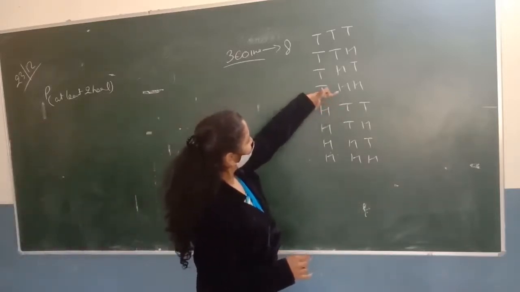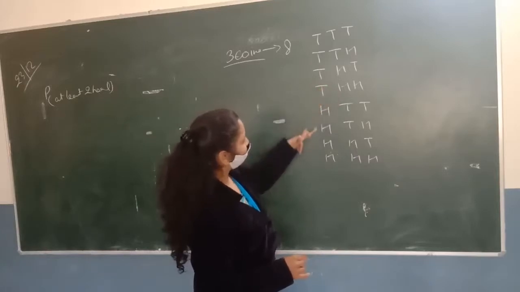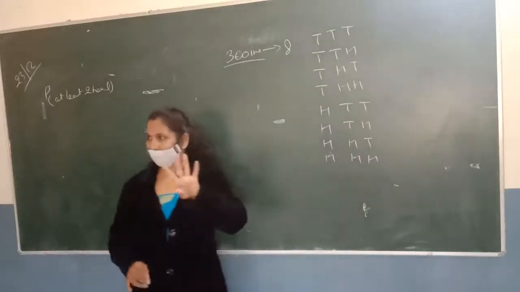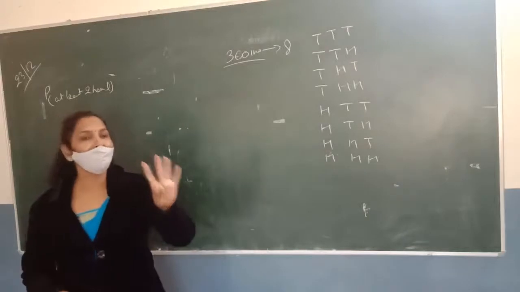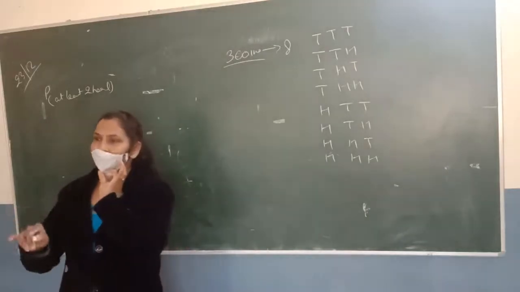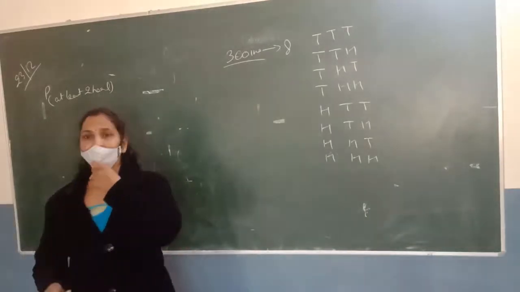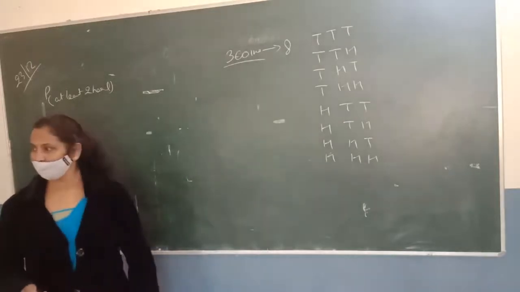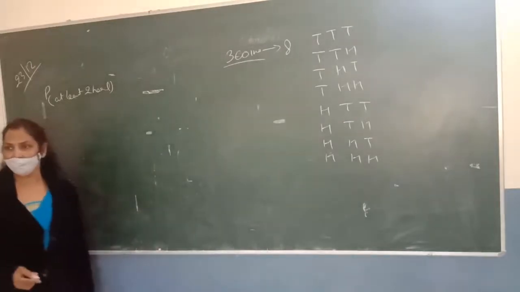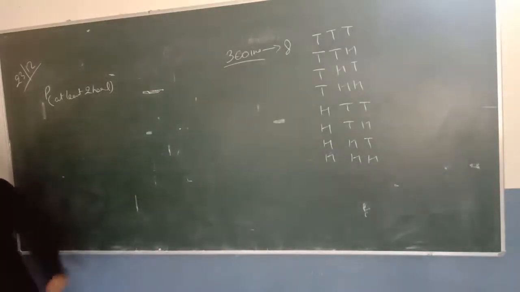1, 2, 3 and 4. There are 4 outcomes which have at least 2 heads. At least 2 heads means 2 heads or can be 3 heads. And for finding the probability of at least 1 head, the probability of getting at least 1 head.